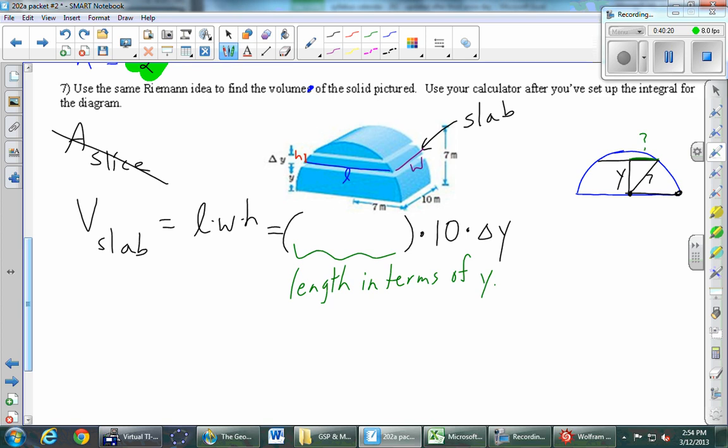We'll play the same Pythagorean theorem game as we did before. I'll leave that to you. But it's going to turn out that the question mark is the square root of 49 minus y squared. So then what do I do to that to find the length of the whole slab? We'll double it. So right in here we go 2 square root of 49 minus y squared.